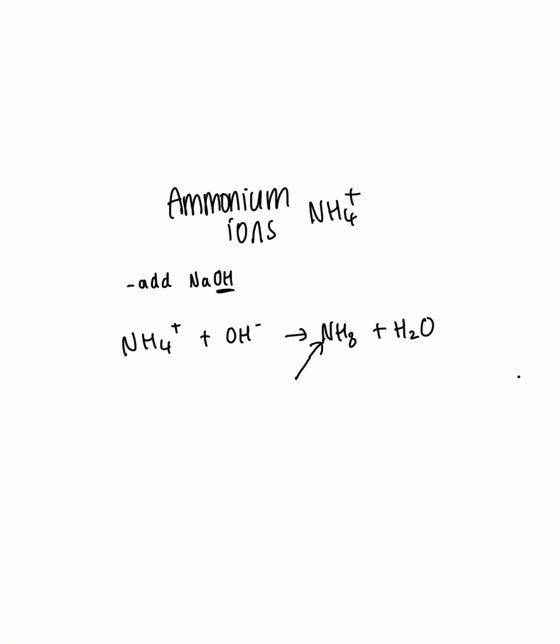This is alkaline. So what we do is we get damp red litmus paper and we place this next to the mouth of the test tube. We don't dip it in, we just place it next to the mouth so the gas can rise up. And this red litmus paper will turn blue if there's ammonia. And that will show that there's ammonium ions present in the sample.